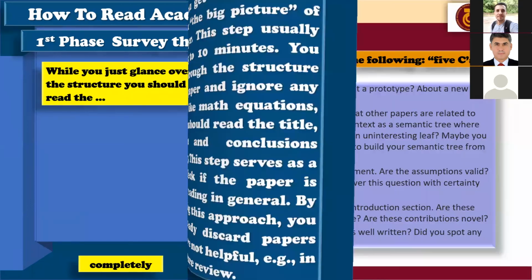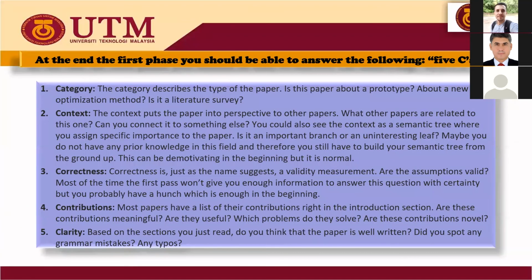At the end of the first phase, you should be able to answer the following 5 C's. From reading the abstract, title, and conclusion, sometimes we can find the category. The category describes the type of the paper. Is this paper about a prototype, or a new optimization method? Is it a literature survey? So we can find this category from the first phase of our reading.